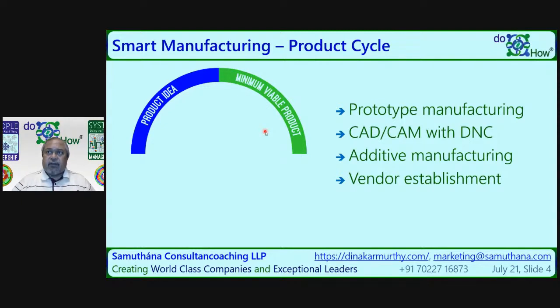Then comes additive manufacturing. When I say additive manufacturing, this is about 3D printing. Of course, you have heard of 3D printing. No rocket science now. Everybody talks about 3D printing, and here the core is to understand the load on the component before you look at 3D printing. That's the key, which I have learned.